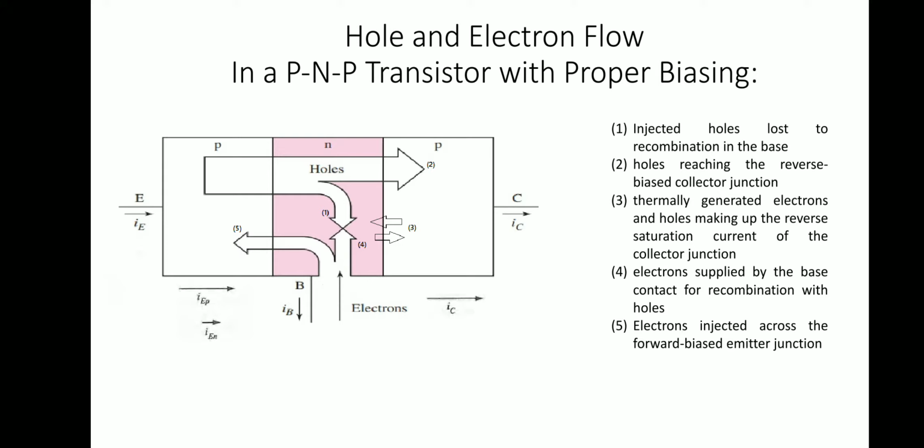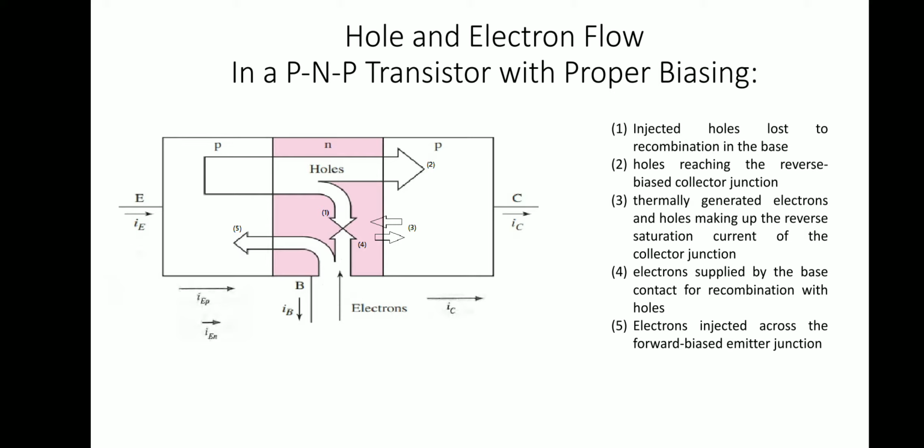So that requirement means that WB should be very much less than LP. WB is the length of the base and LP is the diffusion length of holes. If the diffusion length of holes is very much greater than the base length, then an average hole injected at the emitter junction will diffuse to the depletion region of the collector junction without recombination in the base. So if the base width is very small, the recombination rate should be less.